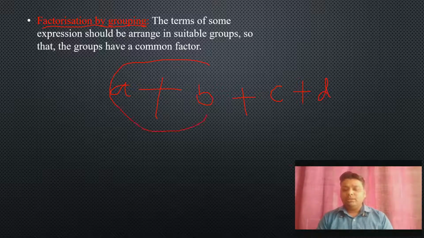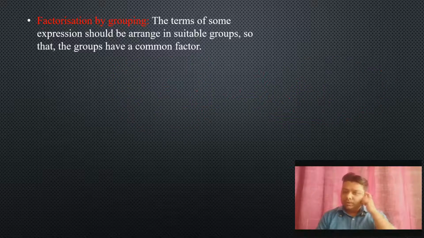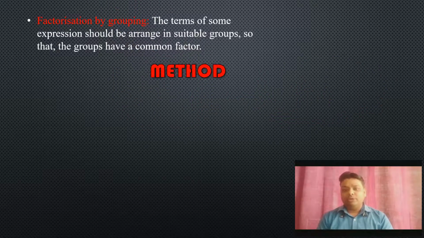In the same way, we can put the other two terms in another group. Like this we can make the groups, and then we will find the common factor from A and B, and in the same way we will find the common factor from C and D. Let's see how. Now let's see the method of regrouping.